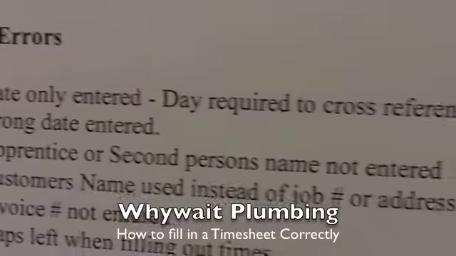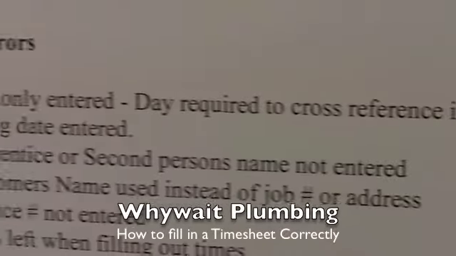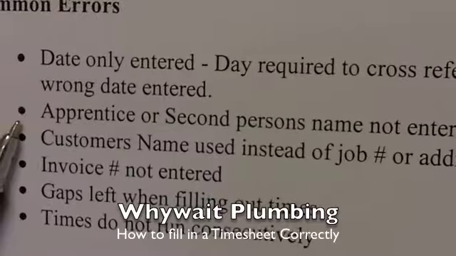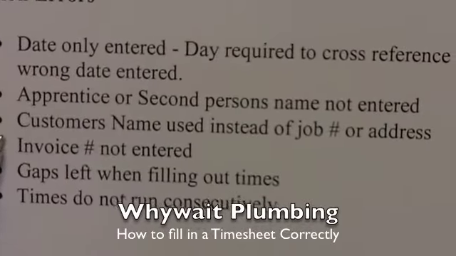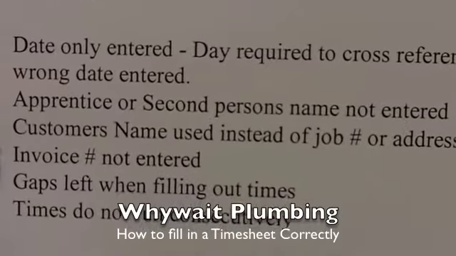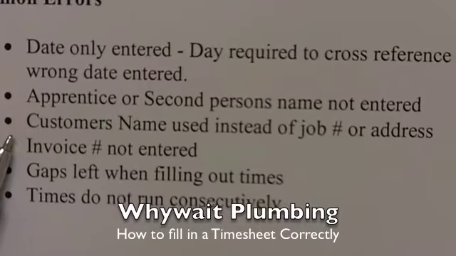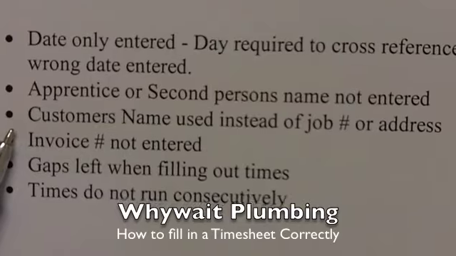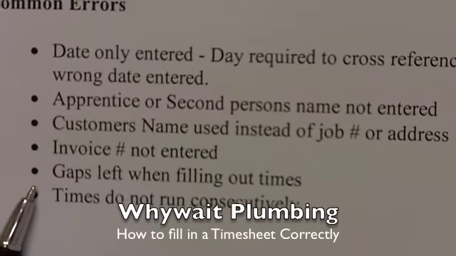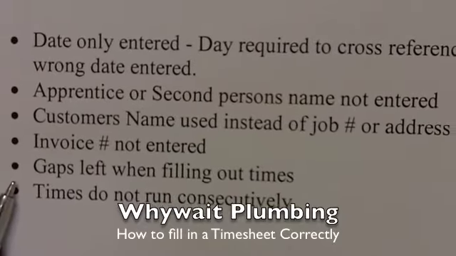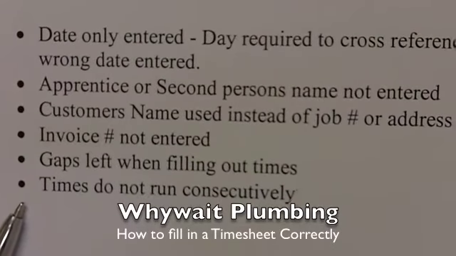Common problems that we find with completion of timesheets is that people only enter the date and not the day, which we need, as previously said, to cross-reference. Don't write a second person's name in when they've had them working. The customer's name is used instead of the job number or the address, and that makes it more difficult in the office to try and work out what job it is. Invoice number is not entered. Gaps are left when filling out the times, and times that do not run consecutively.